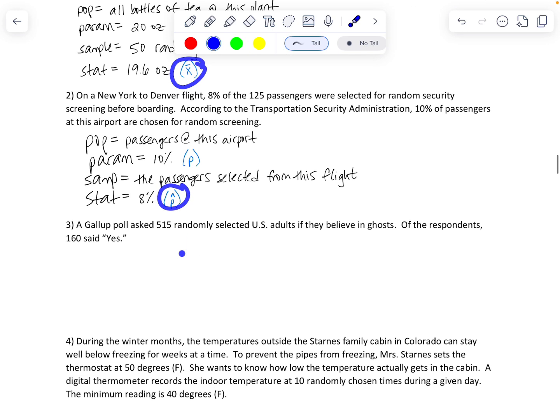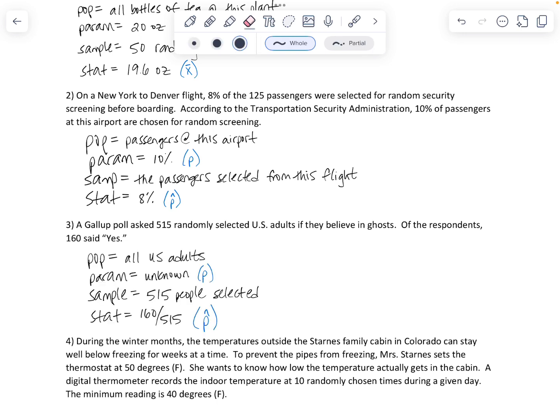We have a Gallup poll asking 515 randomly selected adults, this is our sample, if they believe in ghosts. Of the respondents, 160 of them said yes, okay? The population is all U.S. adults. That is our population of interest where the sample was taken from. The parameter, we're not told actually how many people we think believe in ghosts. So we actually don't know the P, interesting.